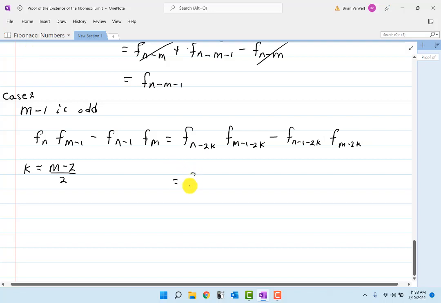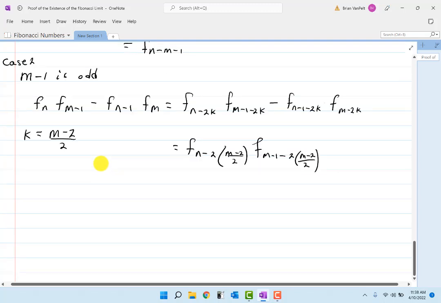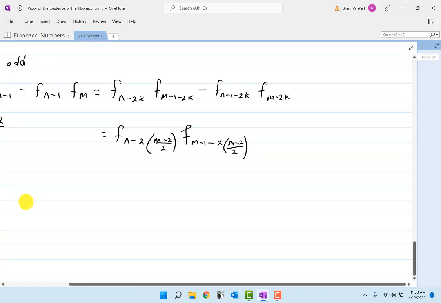So when I put those in, I'm going to get f sub n minus 2 times m minus 2 over 2, f sub m minus 1 minus 2 times m minus 2 over 2. I think I might be running out of space here. Let me give this some more. Minus f sub n minus 1 minus 2 times m minus 2 over 2. Let me fix my n to make it look more n-ish. And then we have f of m minus 2 times m minus 2 over 2. And so let's go ahead and do all of our cancelings.